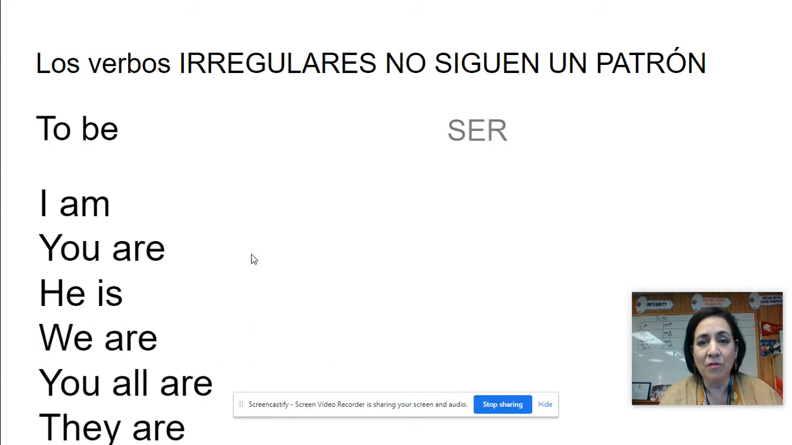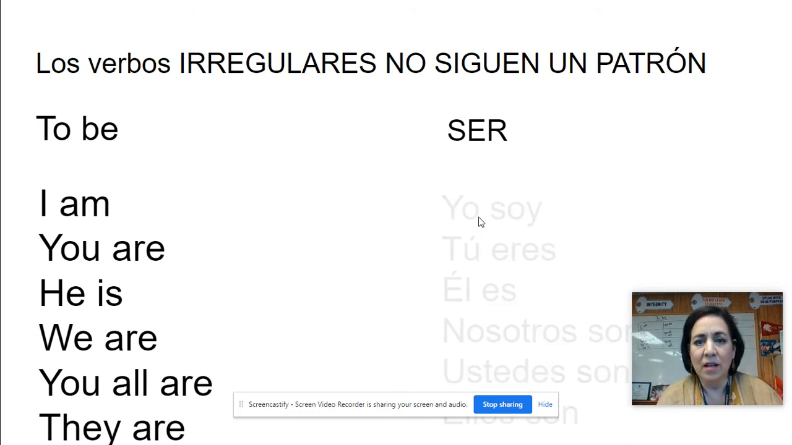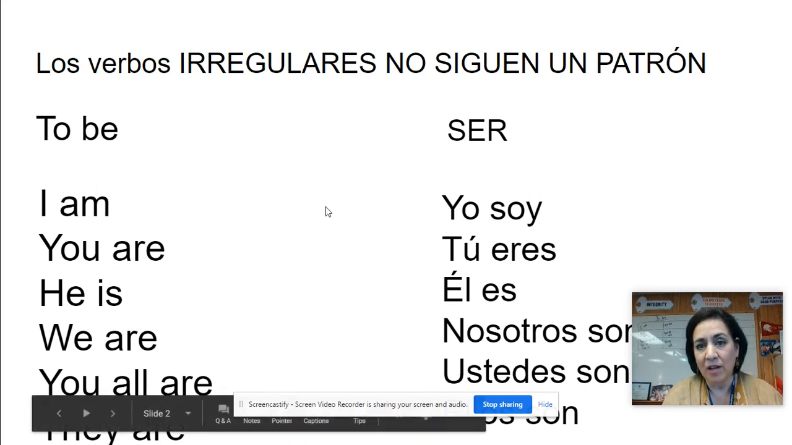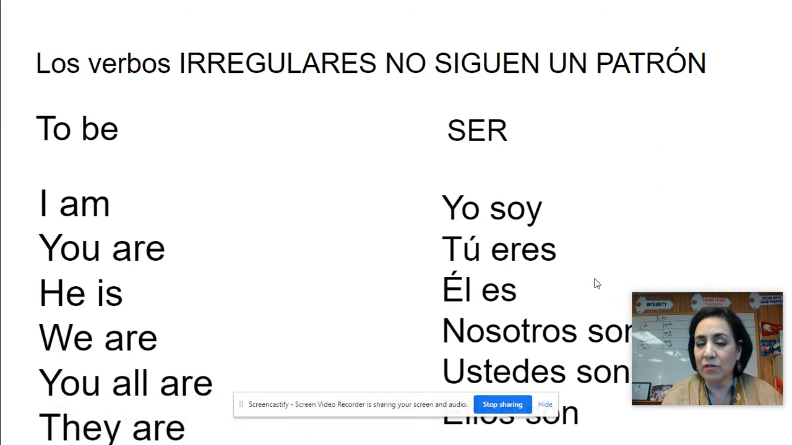The name of the verb to be in Spanish is ser, and then we conjugate it with different words that we need to memorize, like yo soy, tú eres, él es, nosotros somos, ustedes son, ellos son. So these verbs are irregular. Here you have the name of the verb and then the conjugation of the verb.